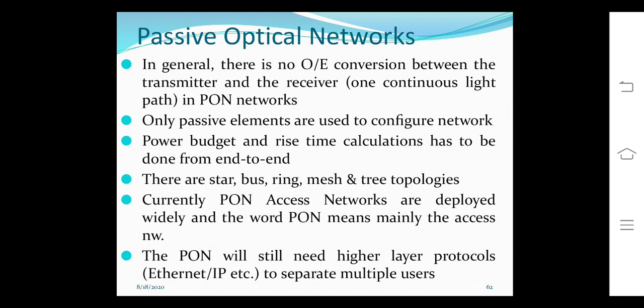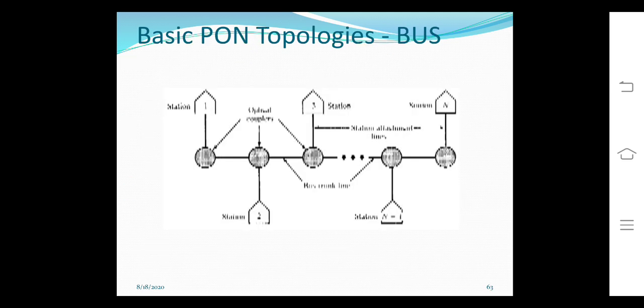That is either star topology, bus topology, ring topology, and mesh and tree topologies are present. Currently PON access networks are widely deployed, and PON means mainly the access networks only. The PON will still need the higher layer protocols, either Ethernet or IP, that is the internet protocol, to separate the multiple users.